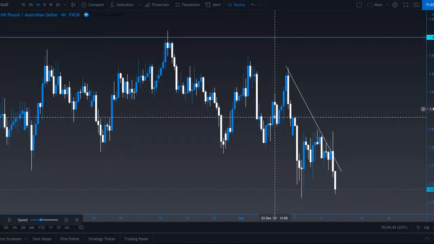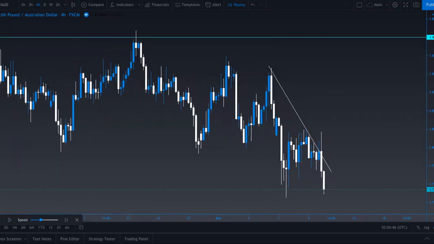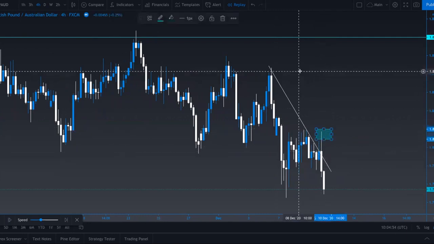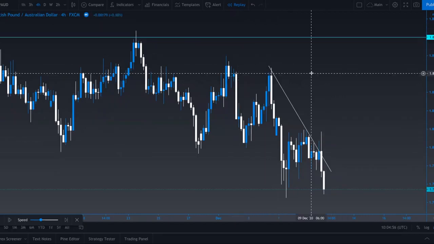So the one I'm going to be talking about today is this here. This is a big, big, big stop hunt, a massive big wick, and then a big push down. So this is the example that I want to share with you guys today.